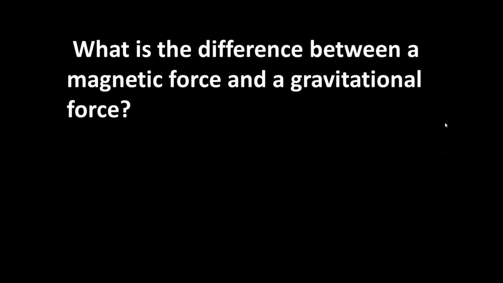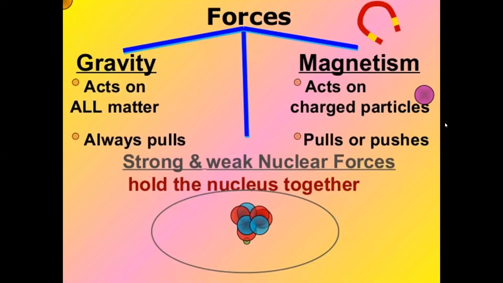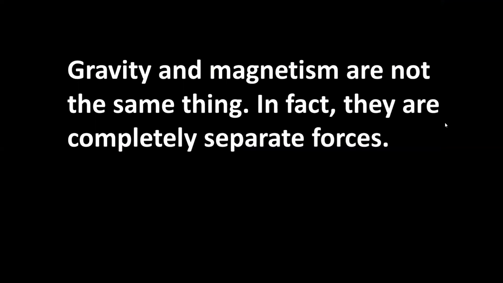So what is the difference between a magnetic force and a gravitational force? Well, in this one here, I tried to show how these two forces work in conjunction with each other. Gravity acts on all matter, always pulls. Strong and weak nuclear forces hold the nucleus together, whereas magnetism acts on charged particles and pulls or pushes. That should begin to help a little bit, right?